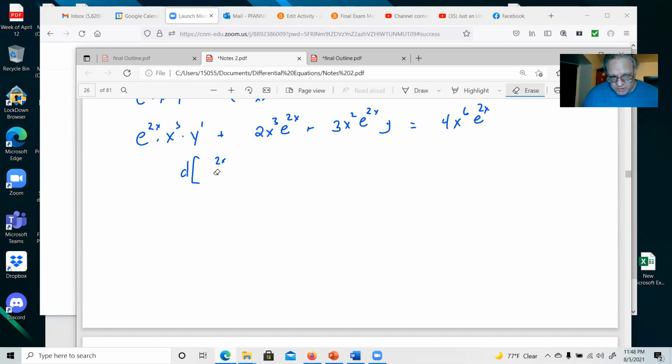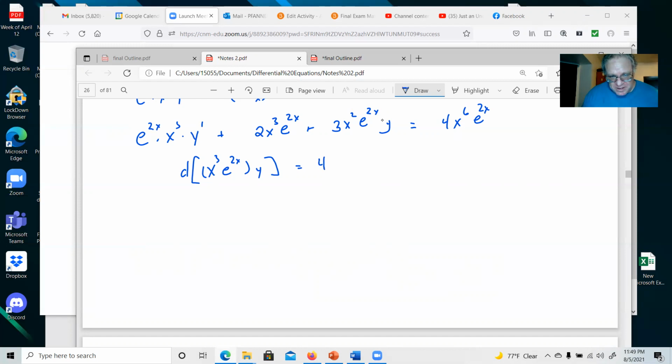Let's go ahead and group these guys together. Group the x stuff, group the y stuff. So this is going to be x cubed e to the 2x times y. Okay. Now, I encourage you to go through and just double check to make sure that this product rule, when we take this derivative, actually turns out to be these three terms. Okay, it does, but I'll be pretentious and say the proof is left as an exercise for the reader.